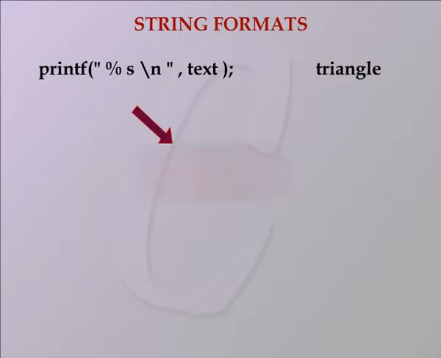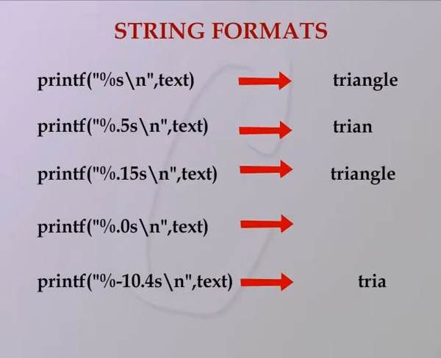Now this .5, 15, -10.4, all these are for printing certain characters alone from the string. Now say the size of the string is 10, I want only the first 4 or first 5 characters. In that case I can use digits like this.